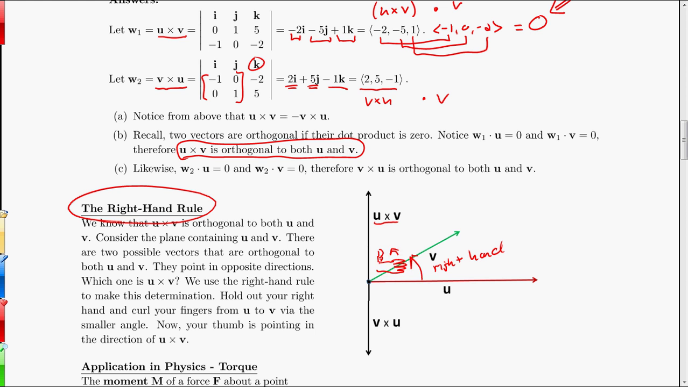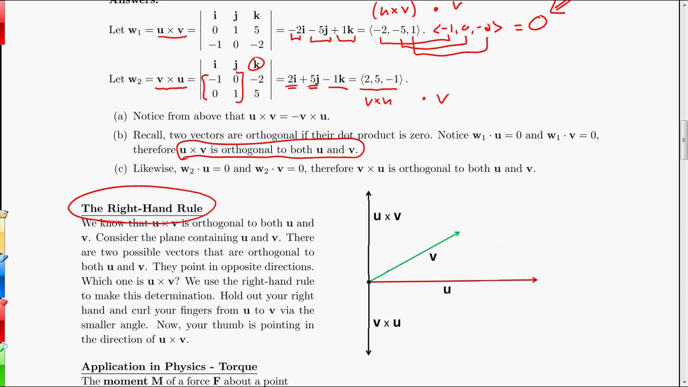So if you wanted to find which direction V cross U is going, you'd have to take your right hand, only you'd be starting at V and curling your fingers to U. If you try that a few times, you'll find the only way you can do that is if you sort of invert your hand and go from V to U, and then your thumb will be pointing down here in that direction. So that's the right-hand rule. It gives you the direction of U cross V.